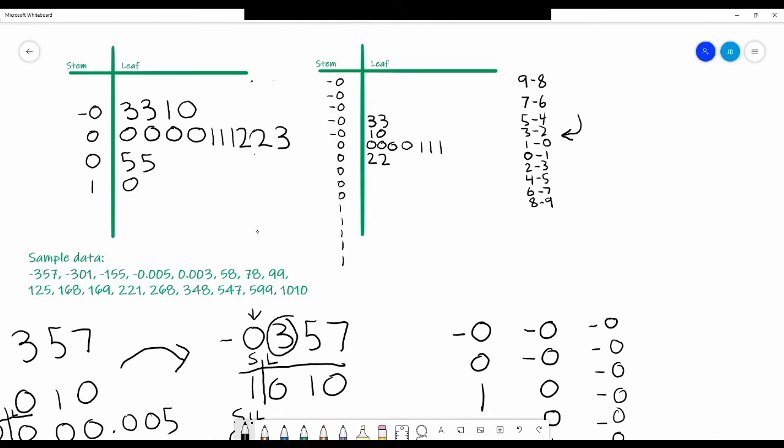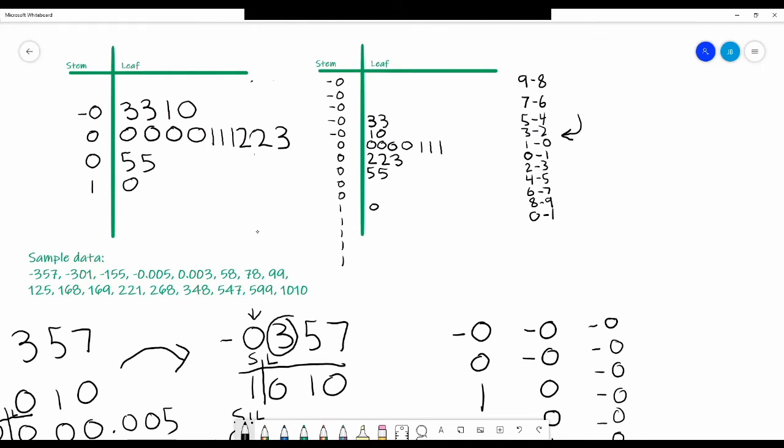348, it is the same bracket. 2 and 3 are part of the same bracket, so I'll put that there. 547, that is in the third bracket of zeros. Throw a 5 here. And same with 599. Finally, our last number, 1010, well, our stem is 1 and our leaf is 0. The first bracket has 0 to 1. So our first 1 bracket is going to have our 0 for 1010.